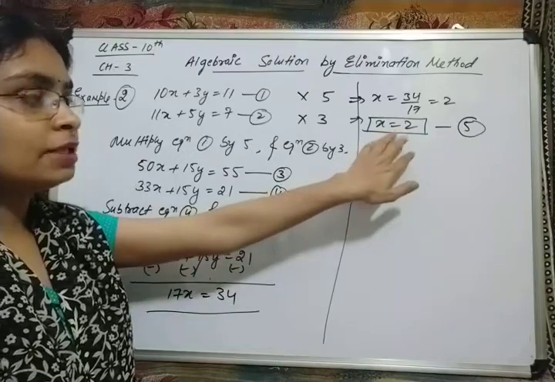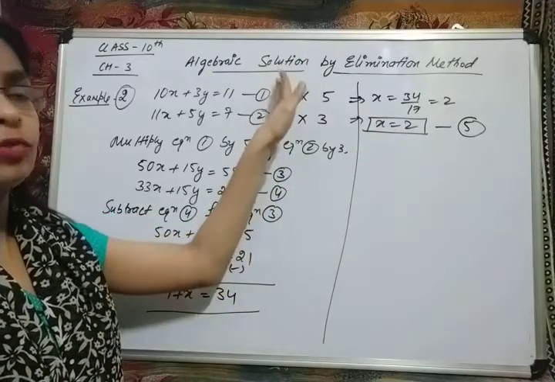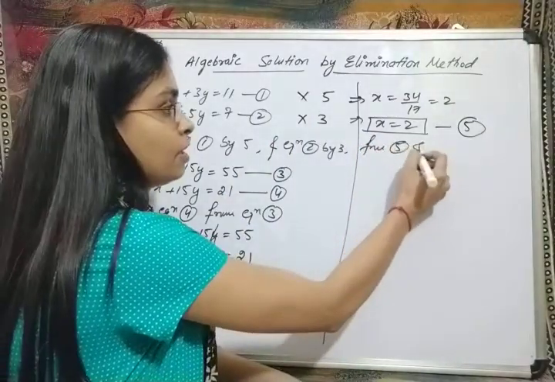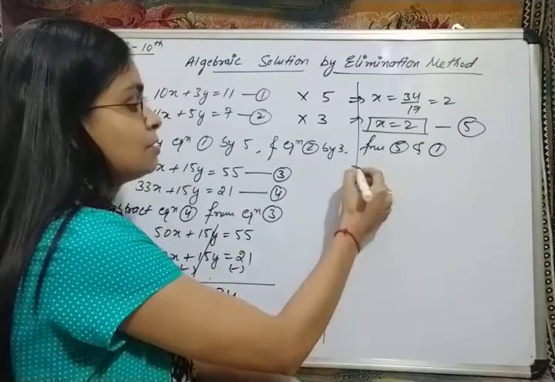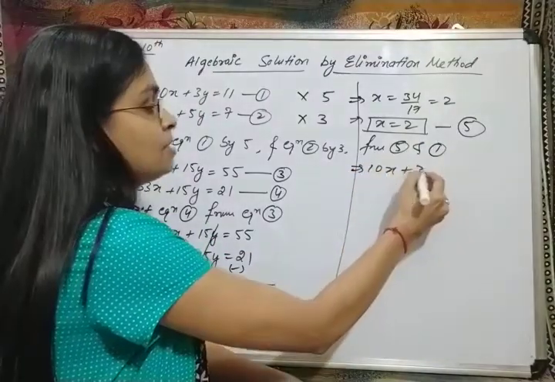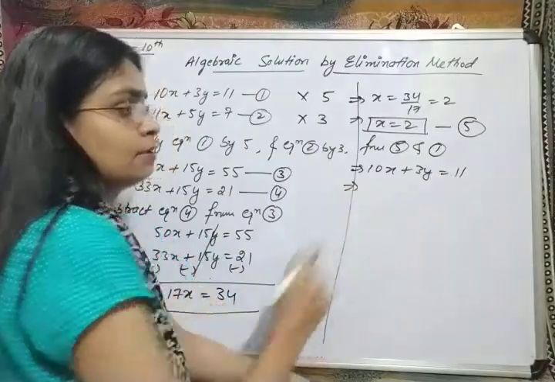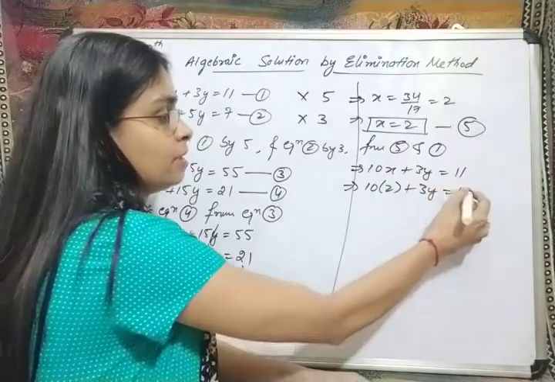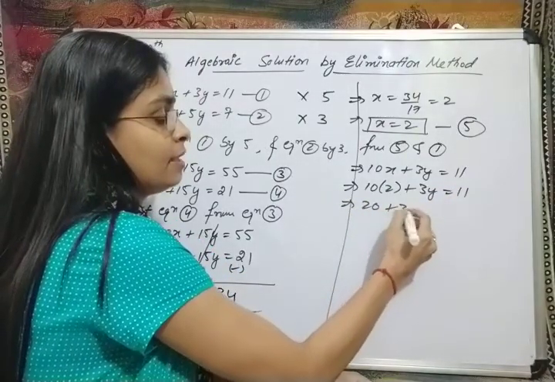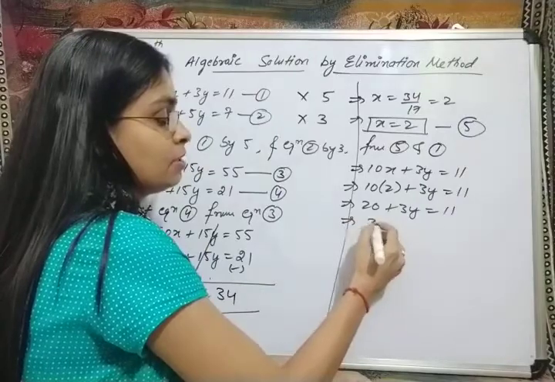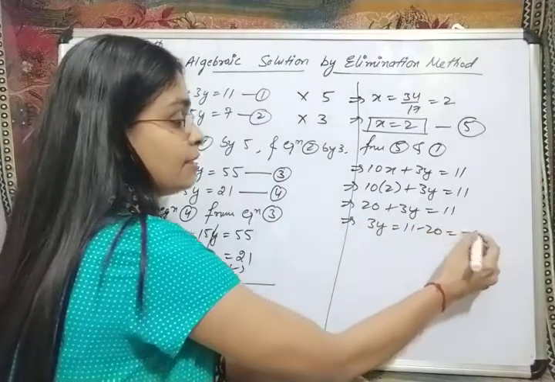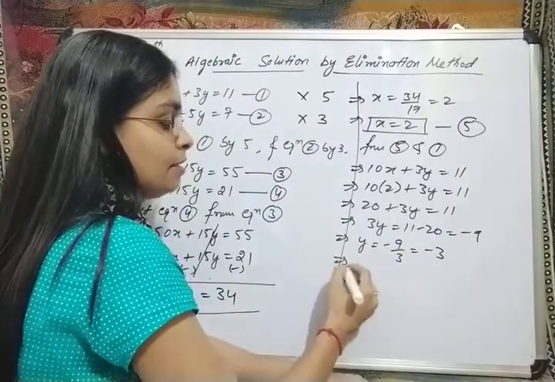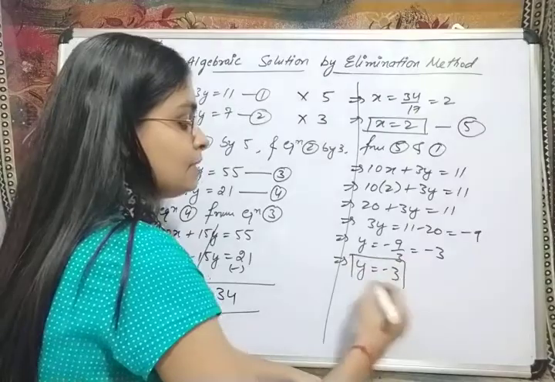Okay, now we put this value of x in either of the equation, either in 1 or 2. So I am putting in equation 1. So from fifth and 1, this is 10x plus 3y is equal to 11. Now here 10x multiplied by 2 plus 3y is equal to 11. So this is 20 plus 3y is equal to 11. So 3y is equal to 11 minus 20, that is minus 9. So y is equal to minus 9 by 3, that is minus 3. So y is equal to minus 3.